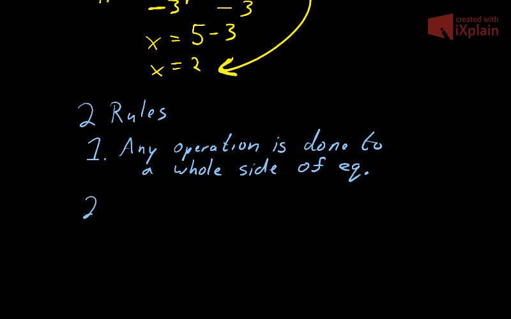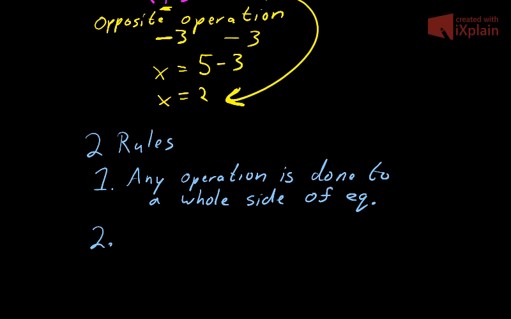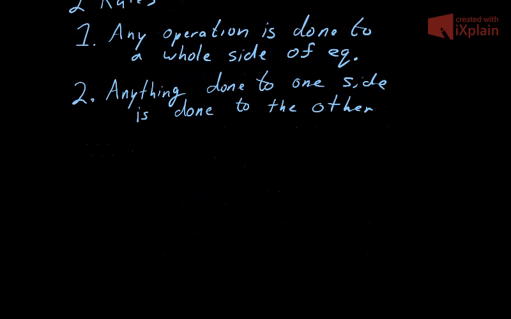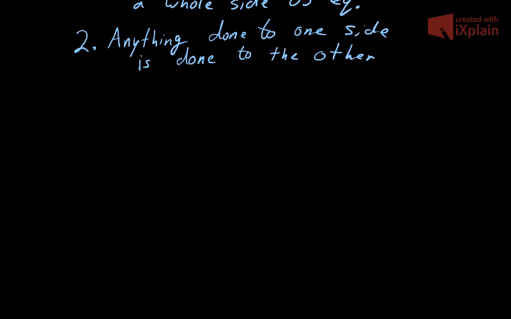And my second rule is that if we do it to one side of the equation, we have to do it to the other. So anything done to one side is done to the other. And other than that, we can do whatever we want. So that gives us a whole bunch of freedom to work with when we're working on these problems.